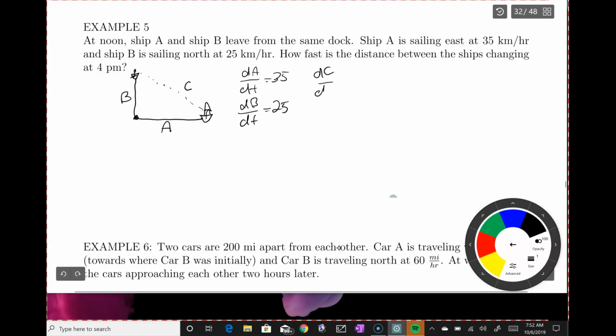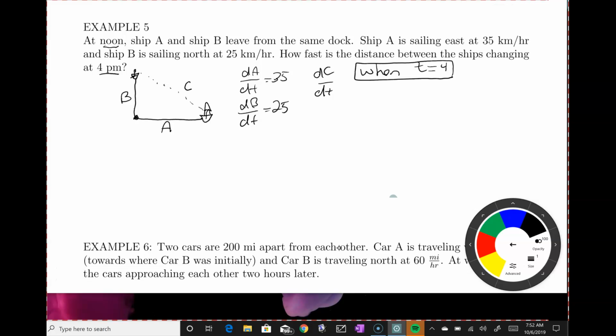So find dC/dt. And the when information says when it's 4 p.m. So I look back and I see, oh, it started at noon, went to 4 p.m. So when t equals 4. I will figure out what those distances mean after I've done the derivative.